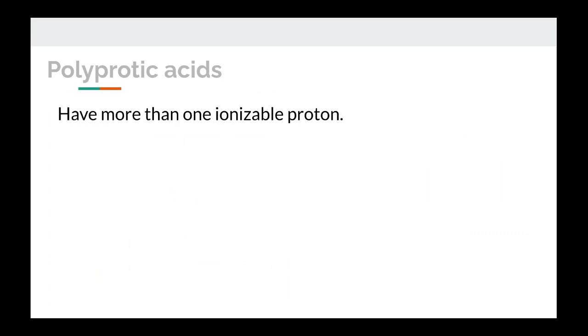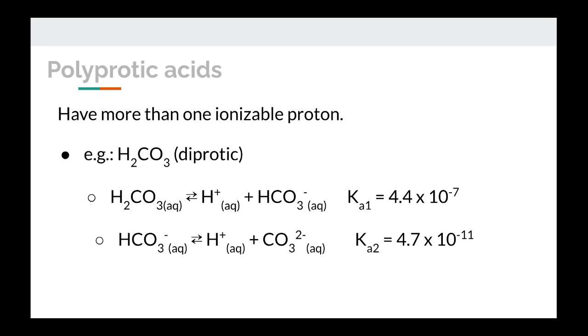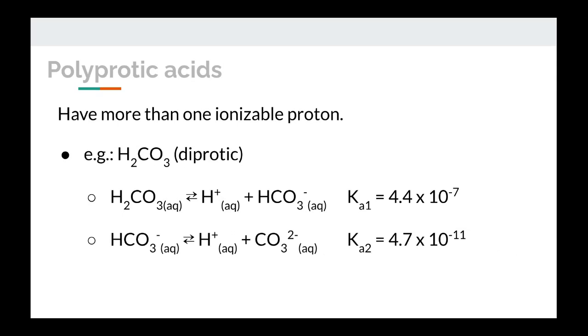Polyprotic acids. I think we've talked about this in a previous video, but a polyprotic acid has more than one ionizable proton. For example, H2CO3 is diprotic. The first thing that happens is H2CO3 becomes HCO3 and releases one proton. That has a Ka, but then HCO3 is also an acid, and it can give up another proton and produce ultimately CO3, and that has a Ka. Look at the values of Ka. One is 10 to the minus 7th, the other one is 10 to the minus 11th. That second ionization produces way less H plus than the first one did.